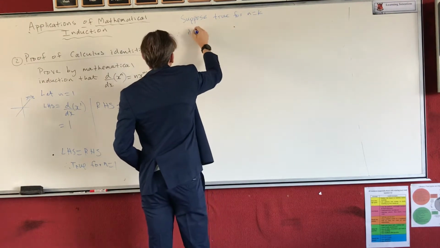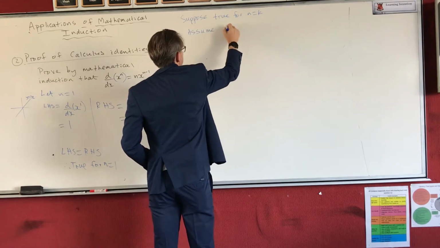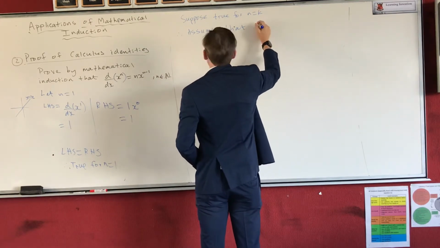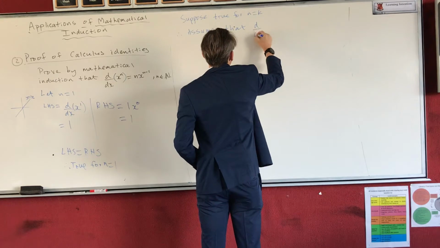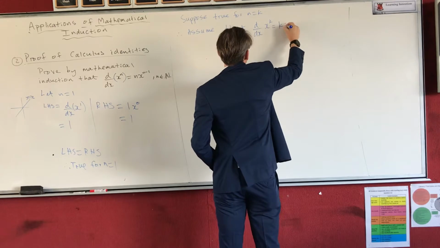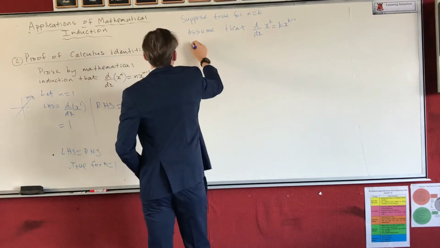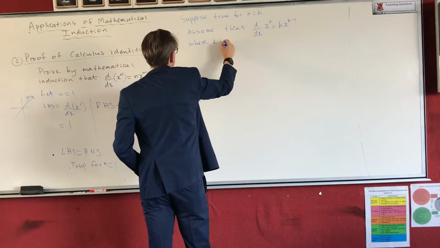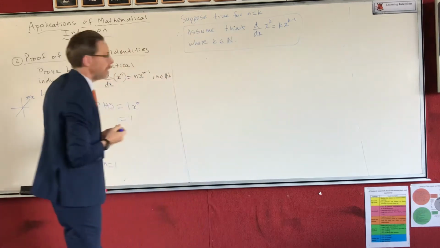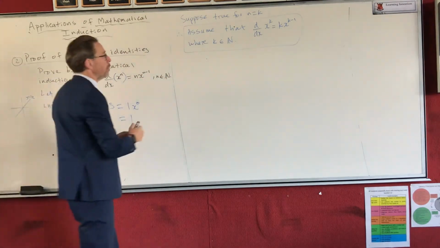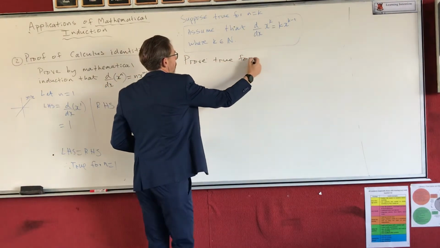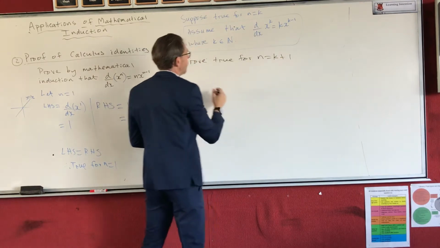Okay, so therefore assume that d/dx of x to the k equals k x to the k minus 1, where k is an element of natural numbers. That's our assumption. Okay, and then this, we're going to prove true for n equals k plus 1.